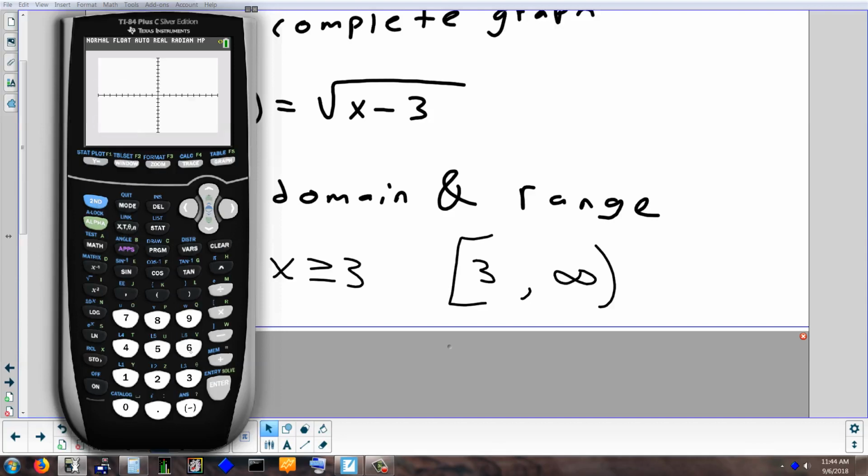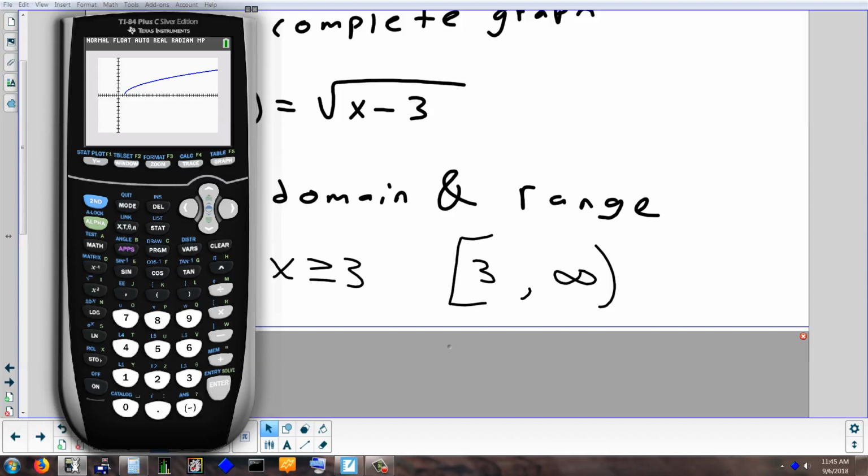I did zoom 6, that's gonna work perfect for this problem. There's your domain. It's starting at 3, and it's going to the right. And if you think it stops at 10, it doesn't, if you set your x max bigger. What was the equation you checked in? Right there. Okay, it just keeps going. It's never gonna stop going to the right.